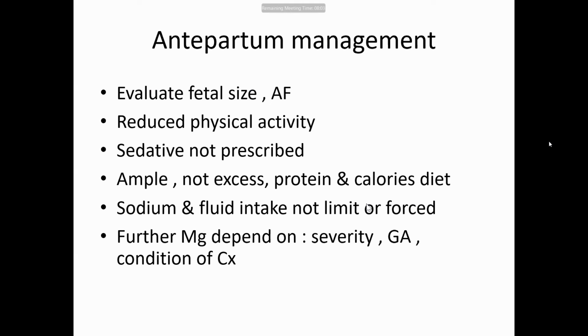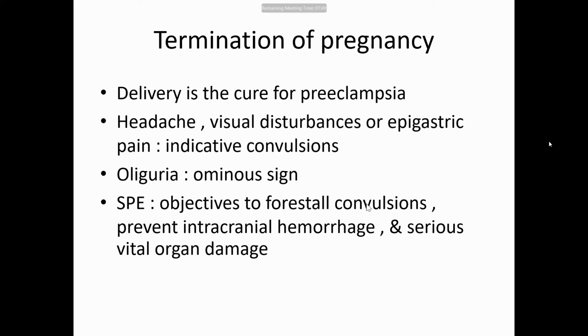Our aim or tendency is to cross 37 weeks, but if the fetus is compromised inside the uterus, that means if there is intrauterine growth restriction, give steroid and plan for delivery. Delivery is the cure for preeclampsia. Headache, visual disturbances, or epigastric pain are indicative of convulsion.